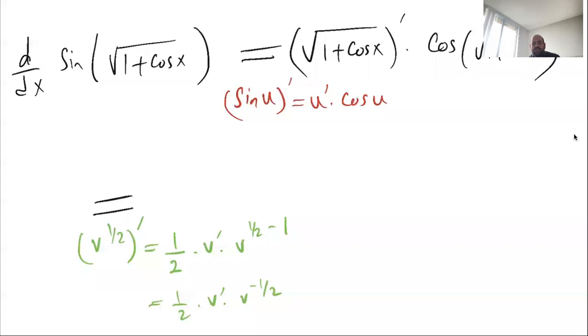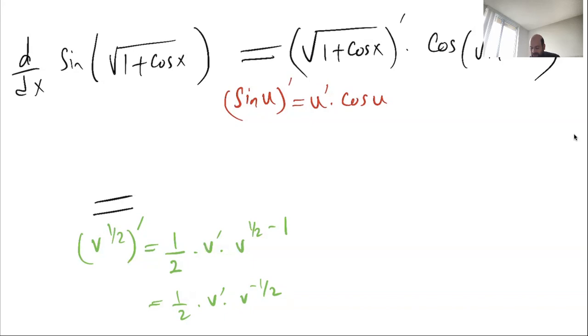V to power m derivative is m v prime v to power m minus 1. See, again, it's just the application of chain rule, because chain rule says x to power m derivative is m x to power m minus 1. So what is v to power m derivative? M v to power m minus 1. Then multiply it with v prime. So m v prime v to power m minus 1.